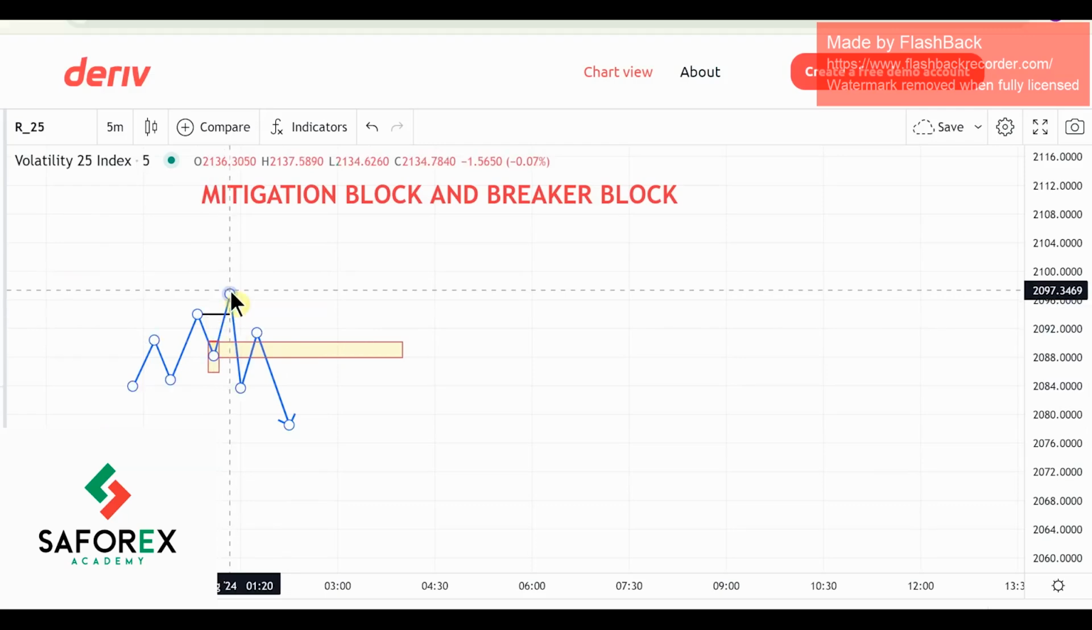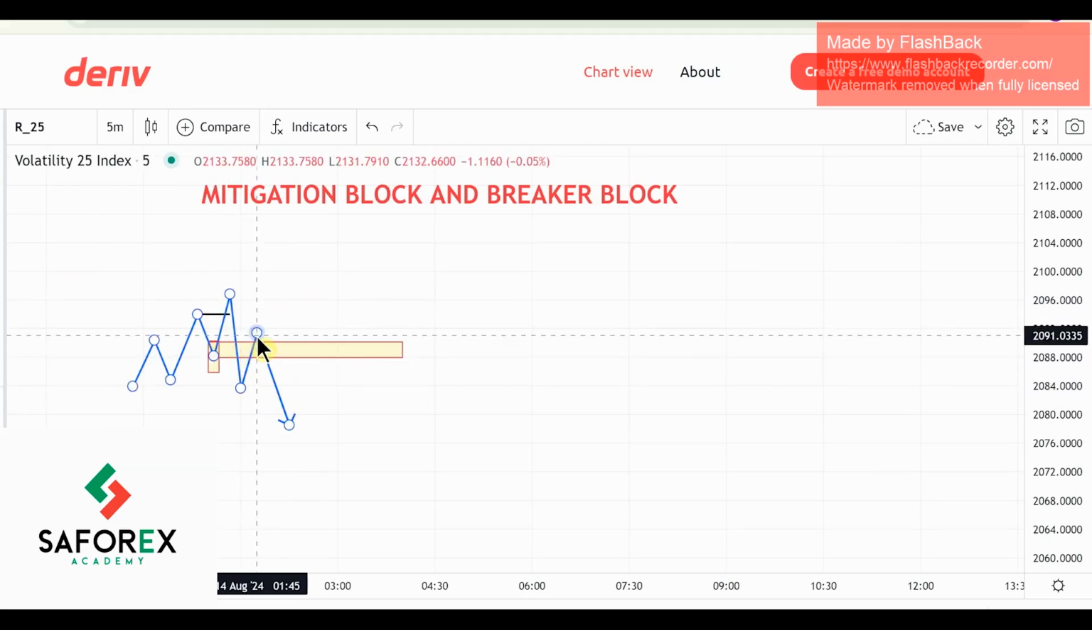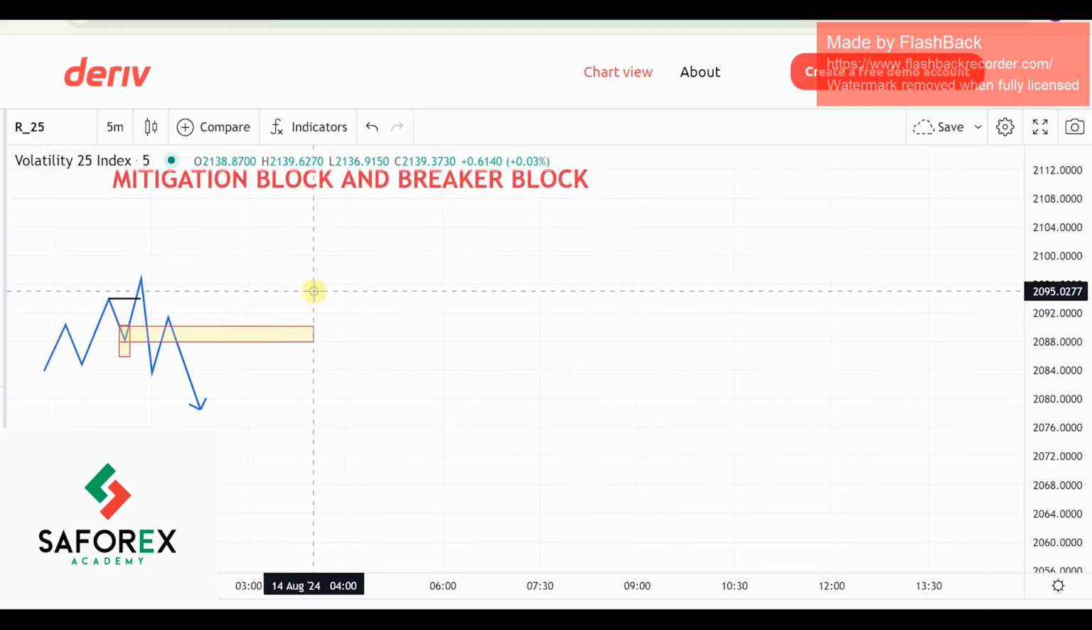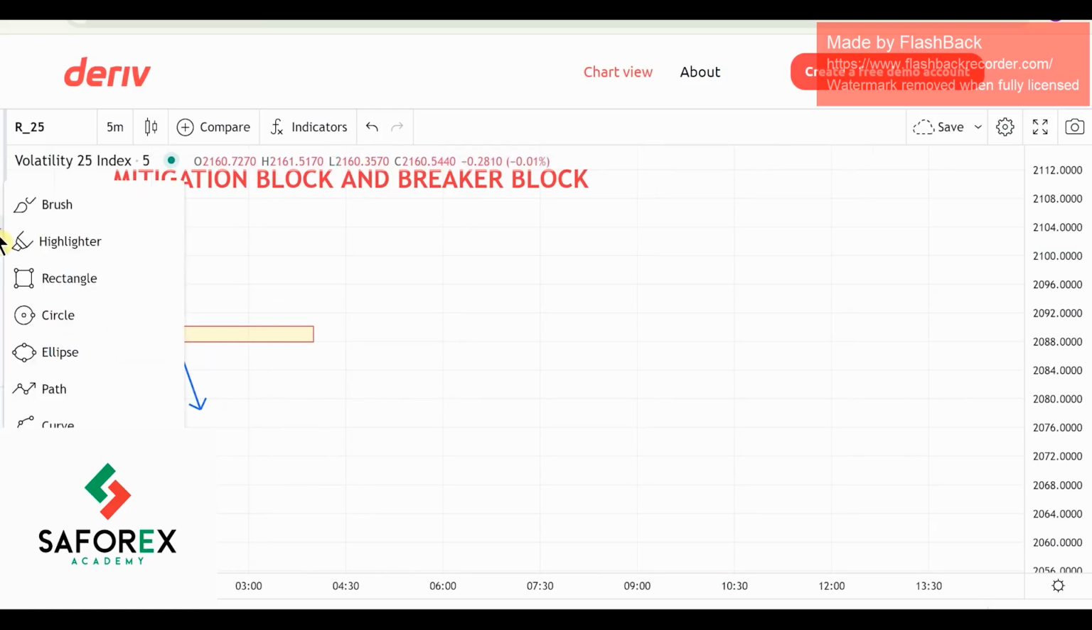Now it breaks down. The market reaches here, then you pick your entry at this point. So why for mitigation block? For mitigation block, you want to see this instead.